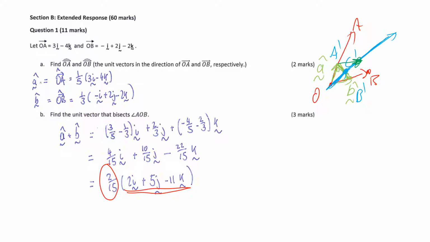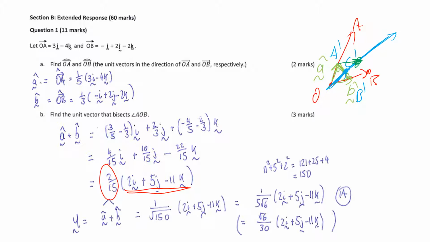So what I'm going to do is work out the magnitude of 2i plus 5j minus 11k. I square them and sum them. Here it is. Turns out to be a nice value of 150, as it turns out.